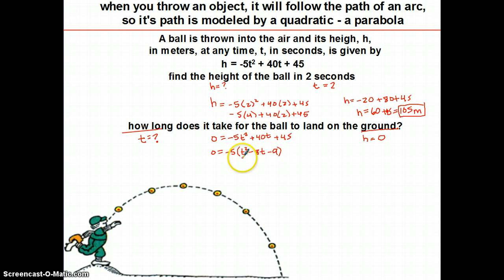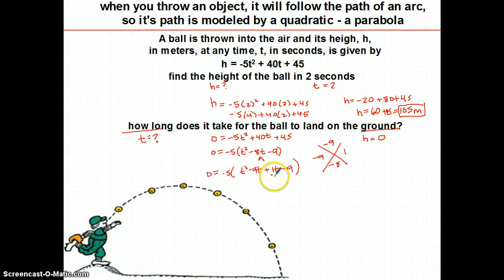I then use my diamond on this trinomial inside parentheses. On the top of my diamond, I'm multiplying to a negative 9. On bottom, I'm adding to a negative 8. My two numbers are negative 9 and positive 1. So I split up my negative 8t with negative 9t plus 1t. So I still have that t squared in front, and I still have that minus 9 behind, and everything else stays the same.